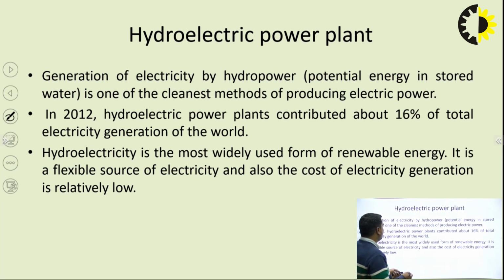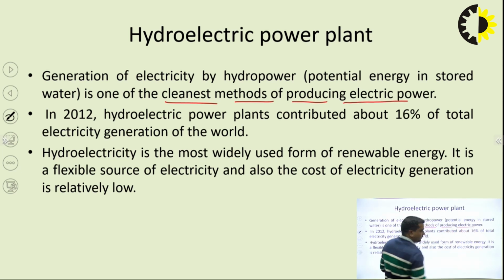So now we are going to discuss the hydro plant. Basically, hydro plant is the generation of electricity by the hydropower. Hydropower means the power of water. The power of water means the potential energy stored in the water, which we can convert into kinetic energy. So the generation of electricity by hydropower, that is potential energy in stored water, is one of the cleanest methods of producing electrical power.